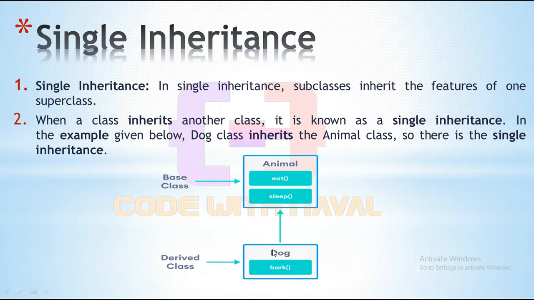In this way, we can simply define the eat and sleep methods once. We can simply perform inheritance, and we can use those in the Dog class. That means here we don't need to define eat and sleep, those two methods, again inside the Dog class. We simply inherit and we can use those two methods in the Dog class. That's the benefit of single inheritance.